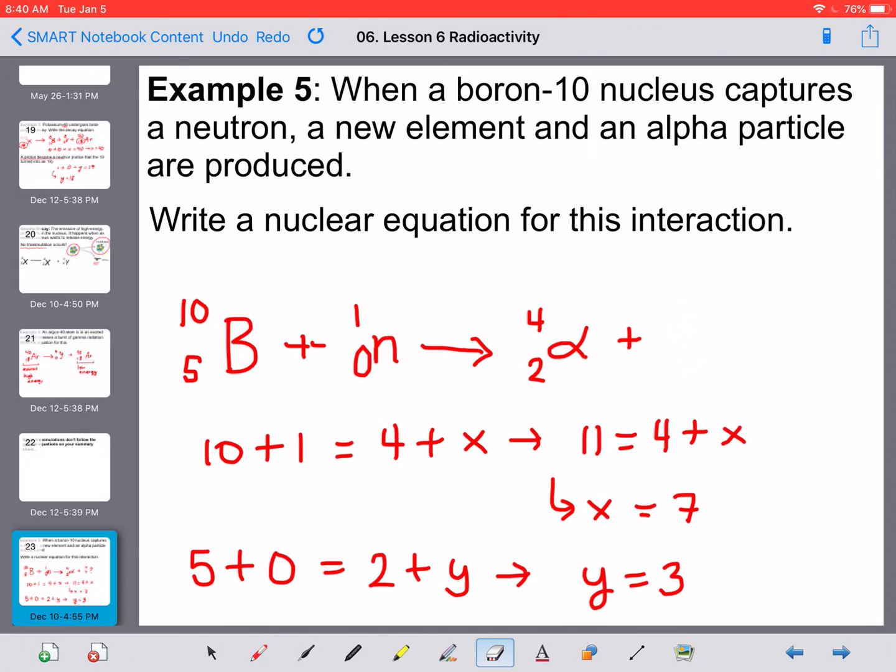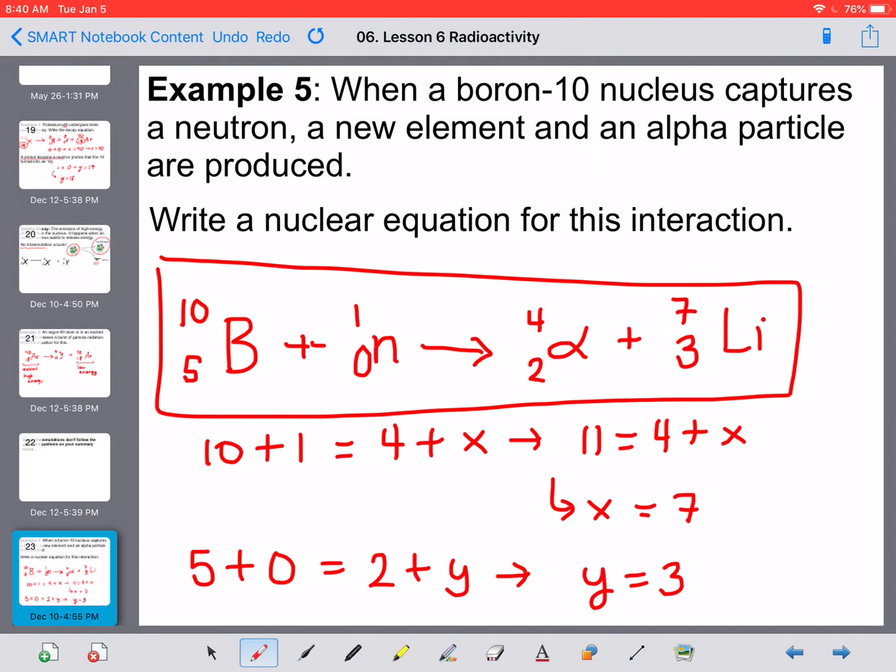So we can finish the question now. Top number 7, bottom number 3. Looking on the periodic table, it's lithium. It has an atomic number of 3. So there is the answer to example 5.